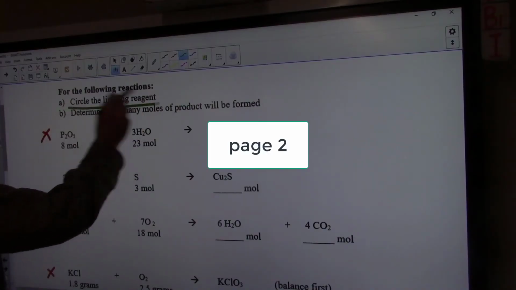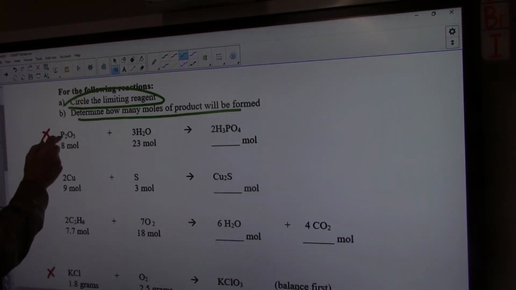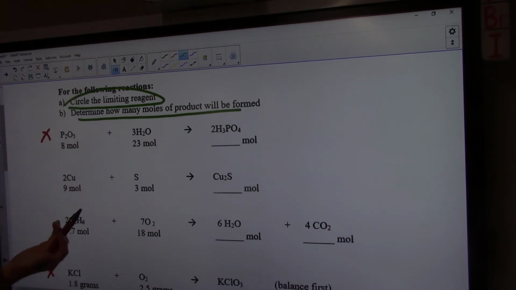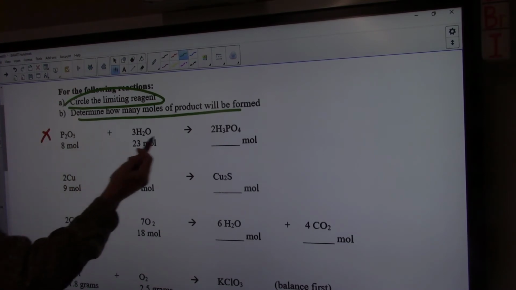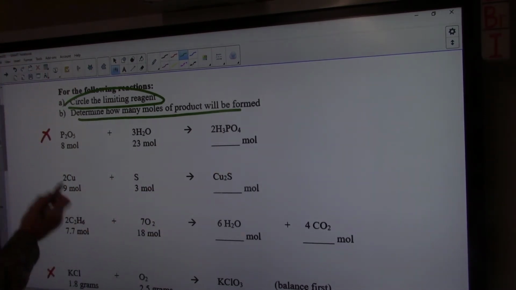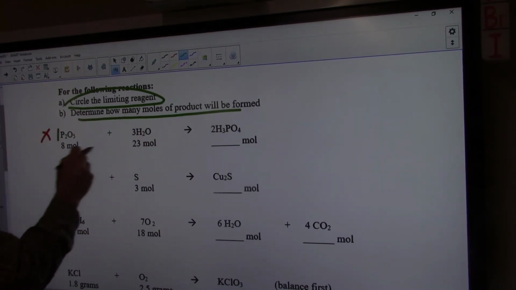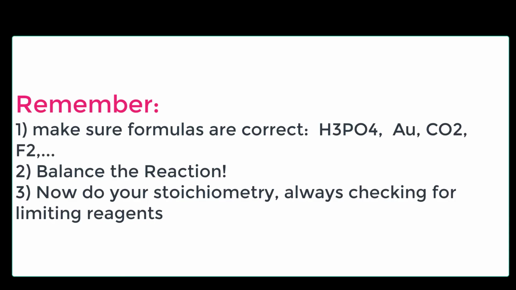Please circle the limiting reagent. Determine how many moles of product will be formed. Let's do it. You have P is from the right, O is from the right. It's a molecular compound, covalent bonding, diphosphorus pentoxide, plus 3 waters makes 2 phosphoric acids. Okay. Let's balance it. It's balanced for us already. It's a 1 to 3 to 2 mole to mole to mole ratio.